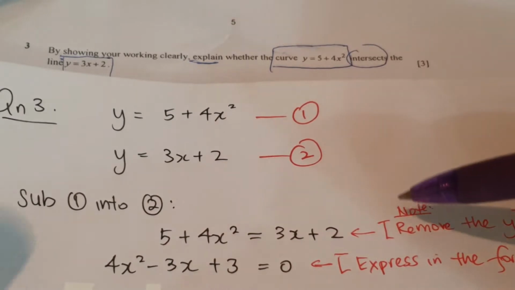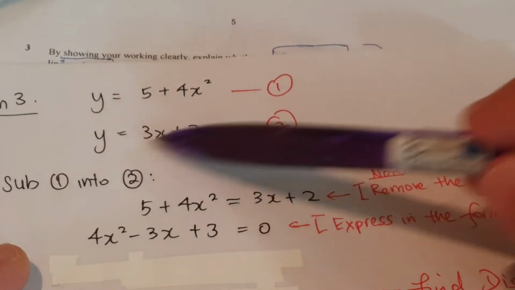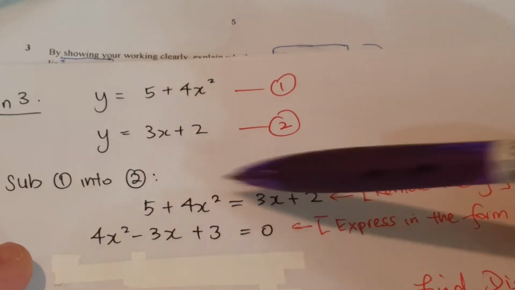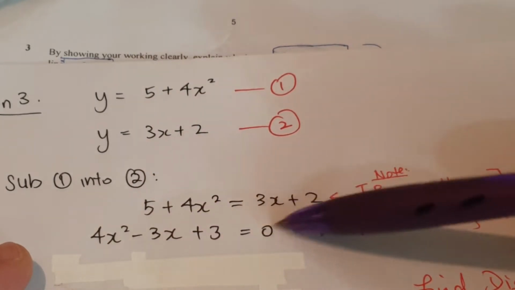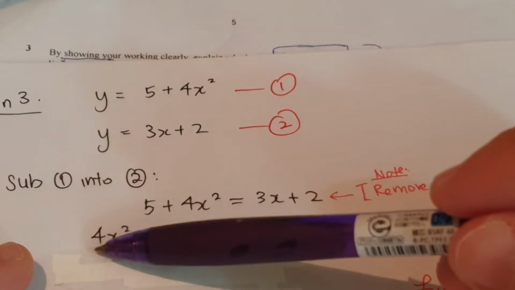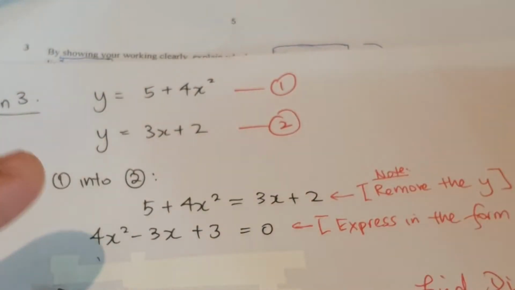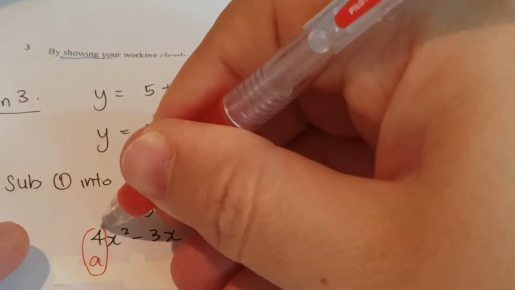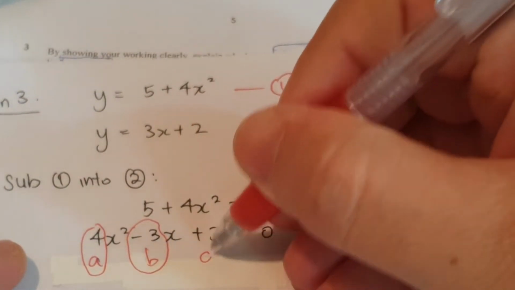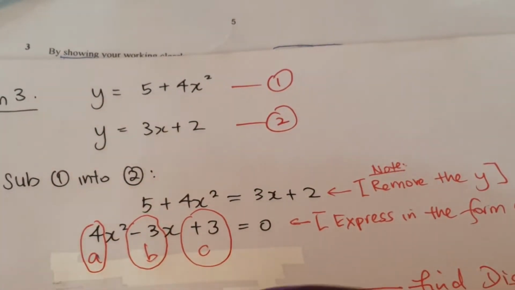So I've written here some notes for you in red. The whole idea is you call this curve equation 1, this line equation 2, or vice versa. Then you sub 1 into 2. Then you make the right hand side equal to 0, so that you end up with an equation of the form ax squared plus bx plus c. So this is your a. This b is inclusive of this minus, so it's minus 3, and your c is this 3. Then you go and find your b squared minus 4ac.